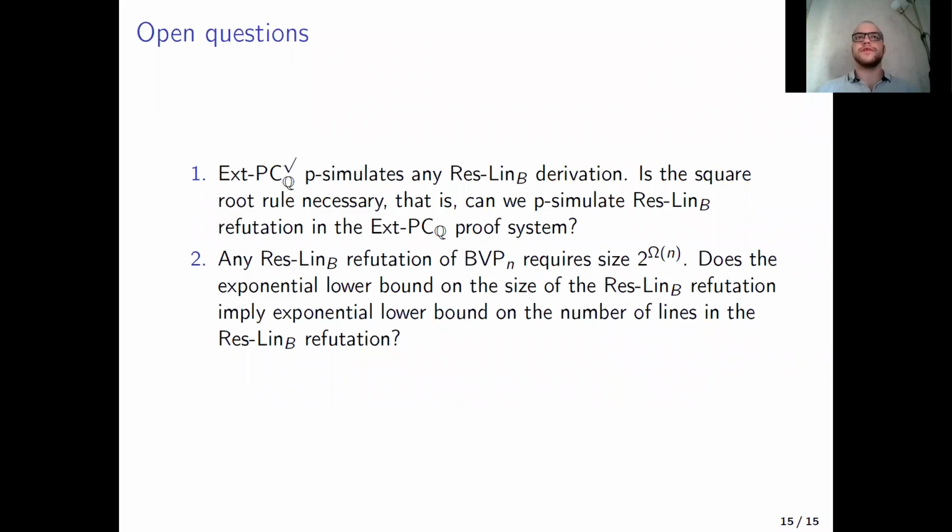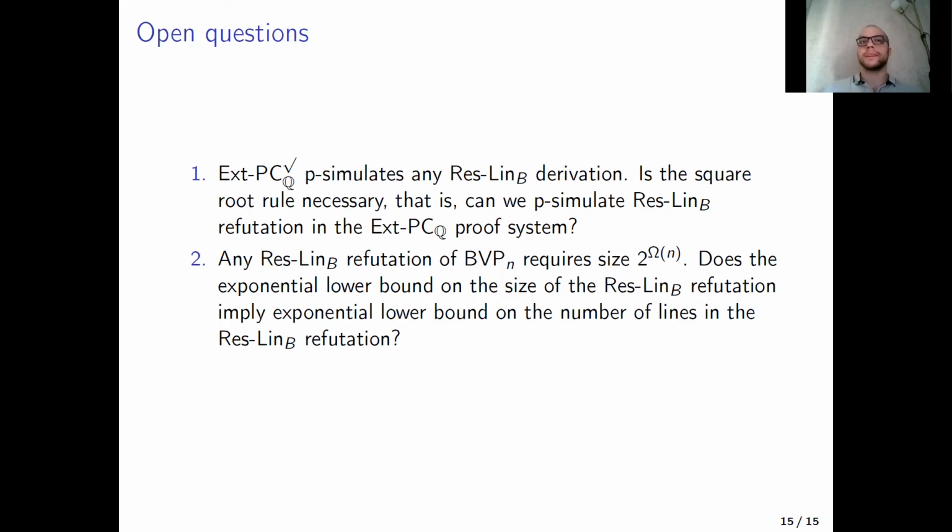So we have some open questions. First question is about square root rule. Is it really necessary to simulate Res-Lin refutations? So we know that if we have square root rules, we can simulate any derivation which not necessarily ends by empty clause. Also, we know that if we would like to simulate any derivation, then we actually need a square root rule, since there are derivations that cannot be simulated without it. But if we're talking about the Res-Lin refutation, which means derivations that end on the empty clause, then it's an open question whether we actually need the square root rule.